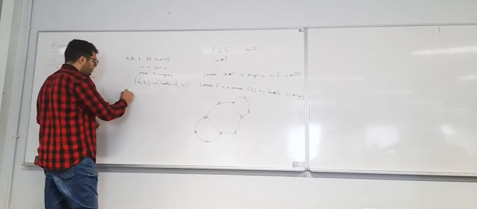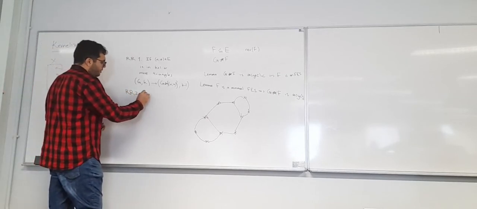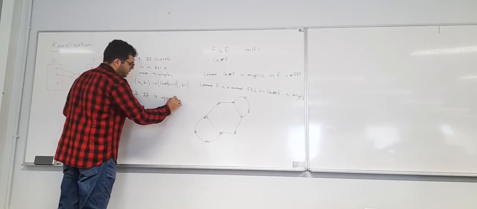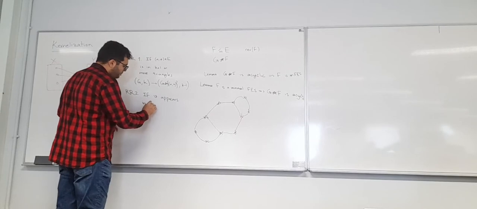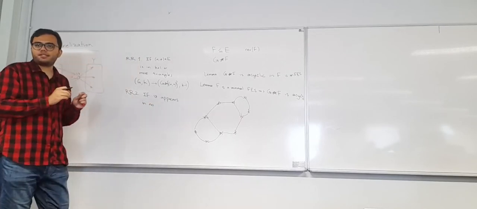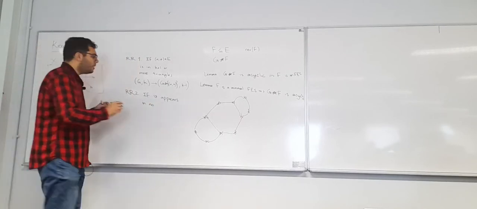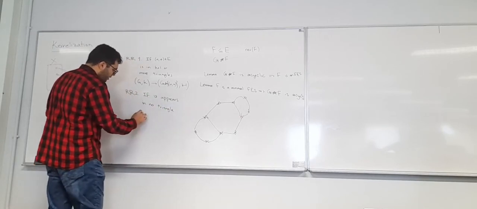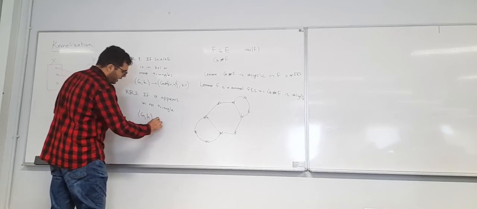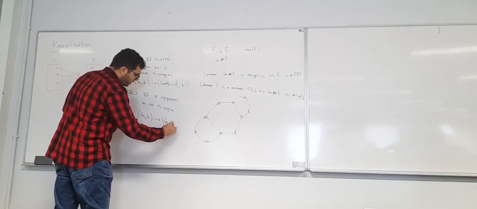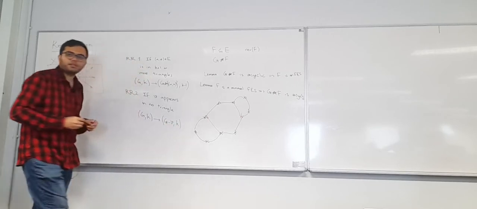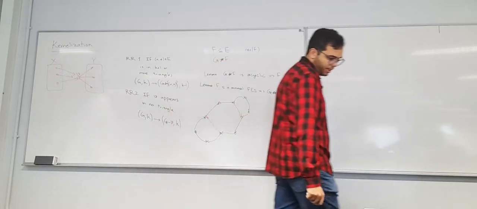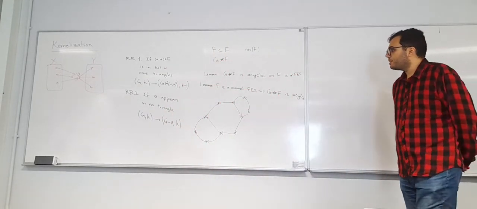So this is my second reduction rule. If some vertex V appears in no triangle, and by triangle, I mean a directed cycle with 3 vertices, then just take your instance G, k and remove the vertex V, and the budget remains the same. We're not reversing any edges.